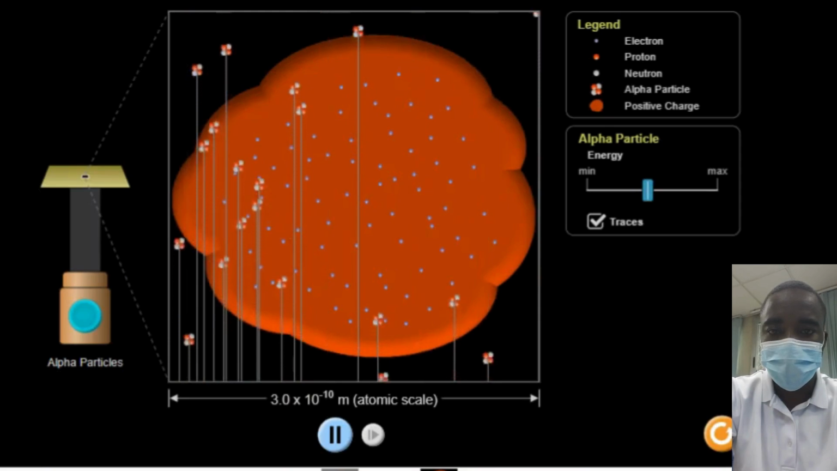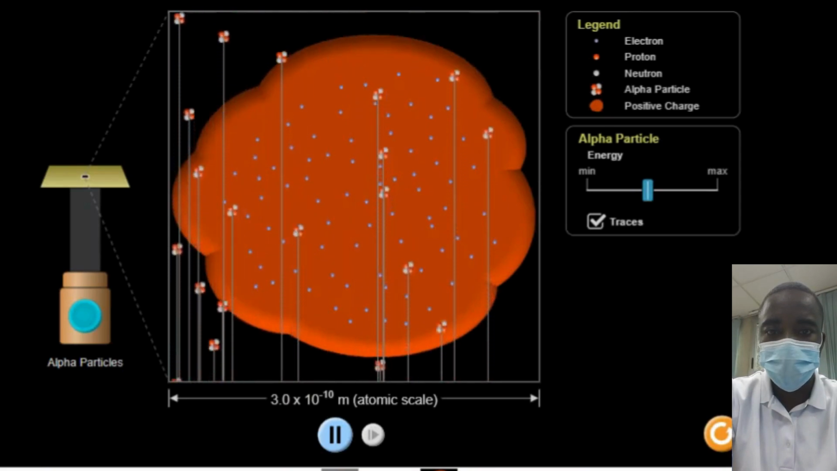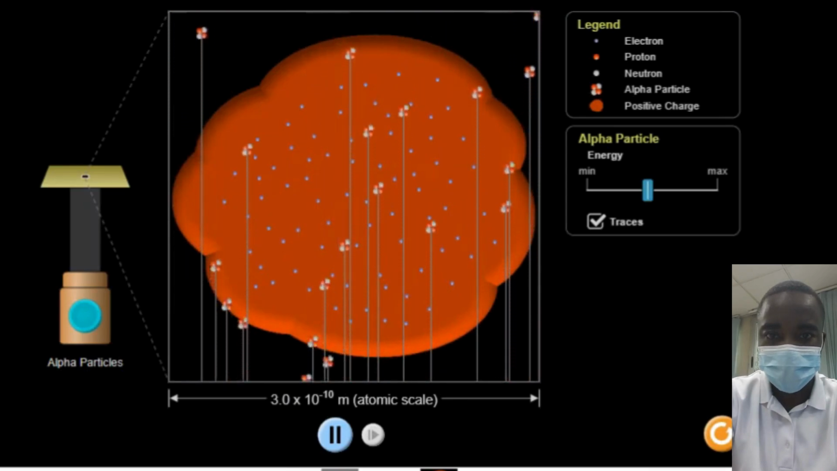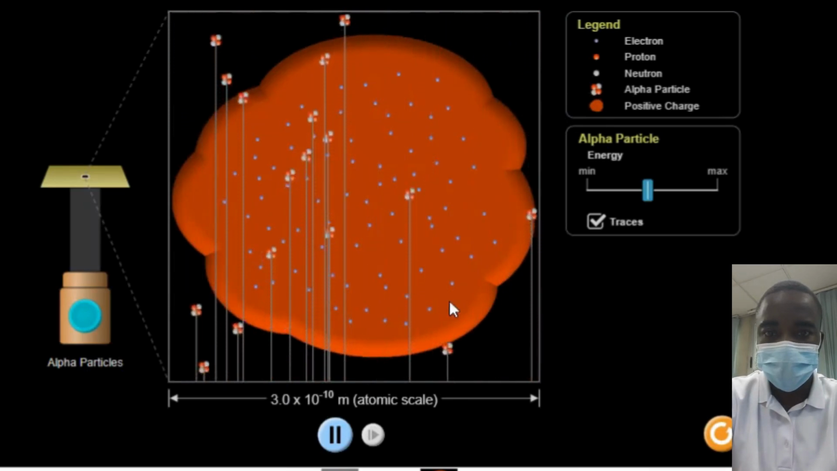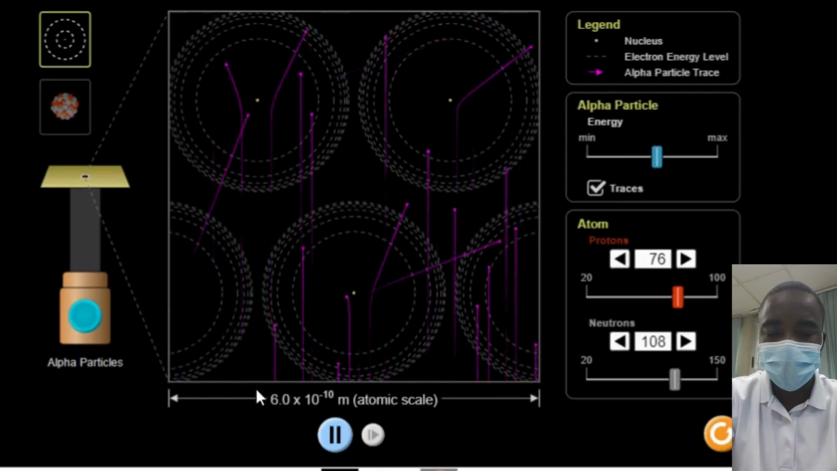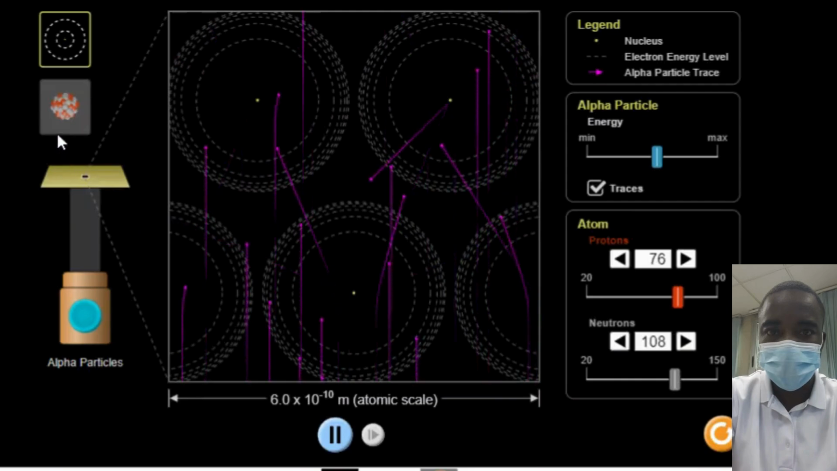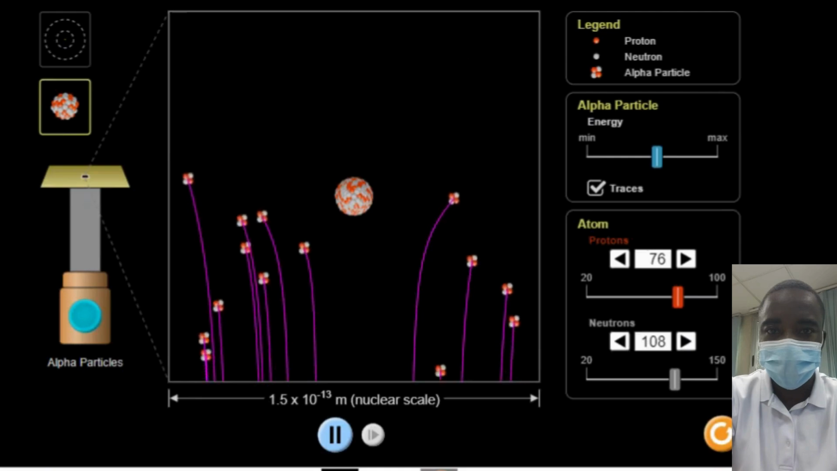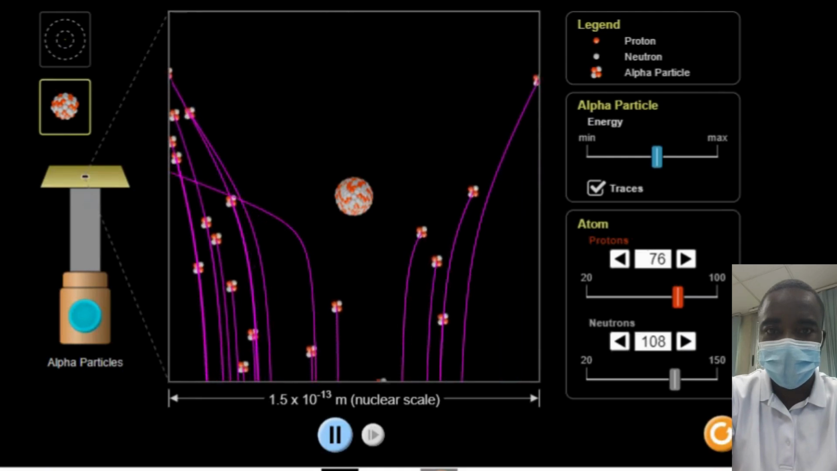The simulation introduces students to the process of data collection and analysis. By observing the deflection of alpha particles, students can collect data on the impact parameter and the angle of deflection. They can use this data to analyze the relationship between the impact parameter and the angle of deflection and draw conclusions about the structure of the atom.